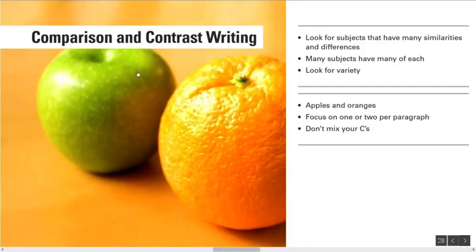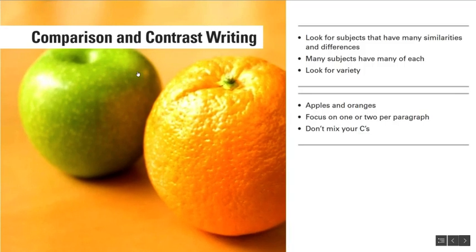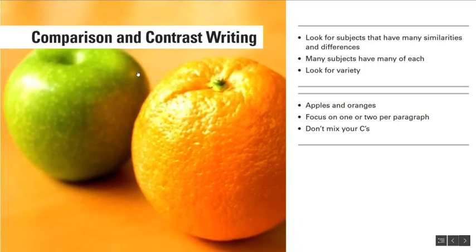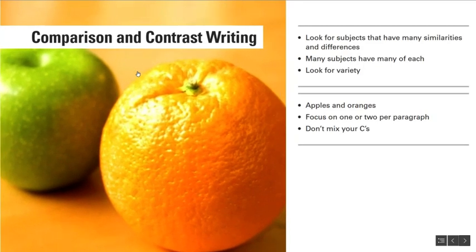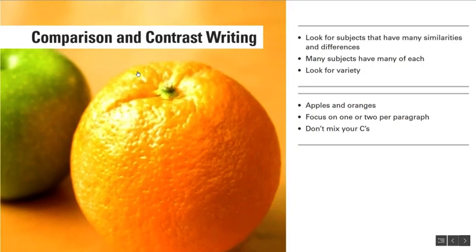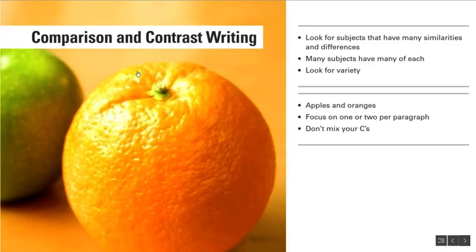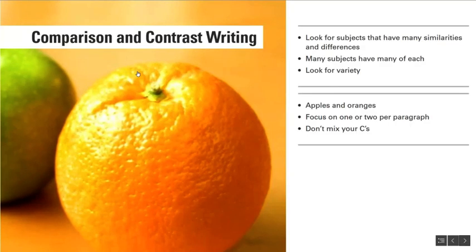So the big thing when people talk about comparison and contrast writing is they always say, don't try to compare apples and oranges. But I think that those are great things to write a comparison and contrast paper about, because they have many similarities and many differences. And when you are writing these things, many of the subjects that you're working on should have many contrasts and comparisons of each item. So you want to look for the variety, and as I said, look for the apples and oranges.